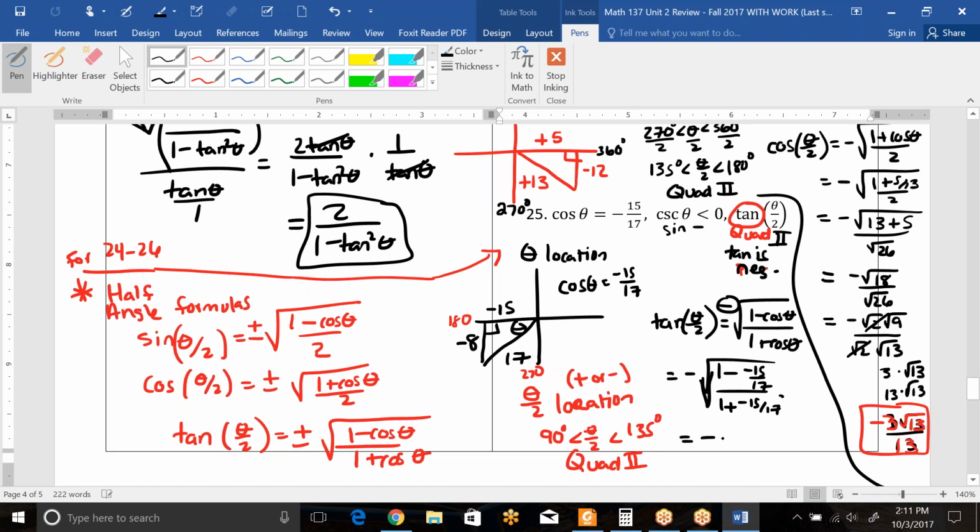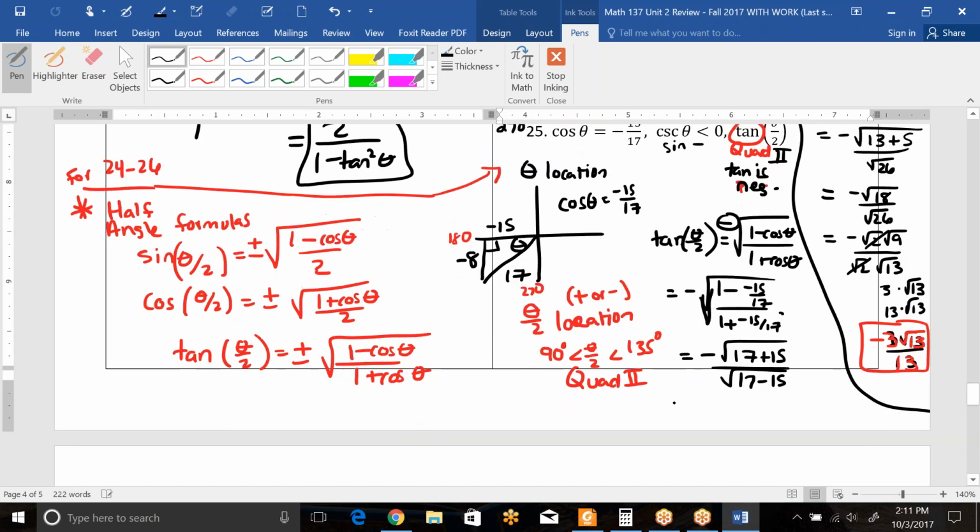I would multiply everything on top and bottom by 17. So that's 17 plus 15 on top, and we can break this into two radicals now. That would be 17 minus 15 on bottom. So that is negative square root of 32 over square root of 2. You could reduce here by pulling out a square root of 2. So that would be just negative square root of 16. So that's just going to be negative 4.